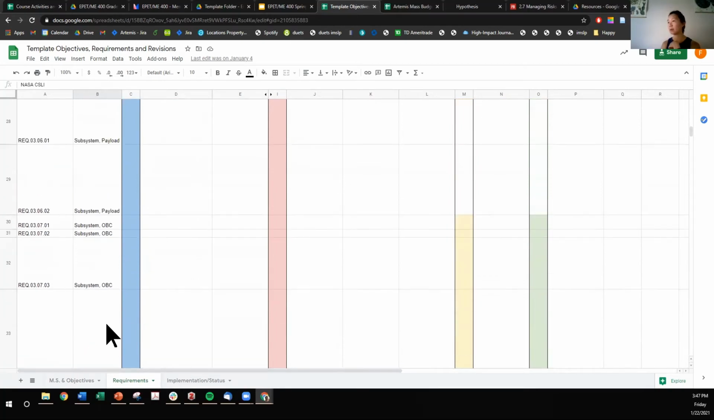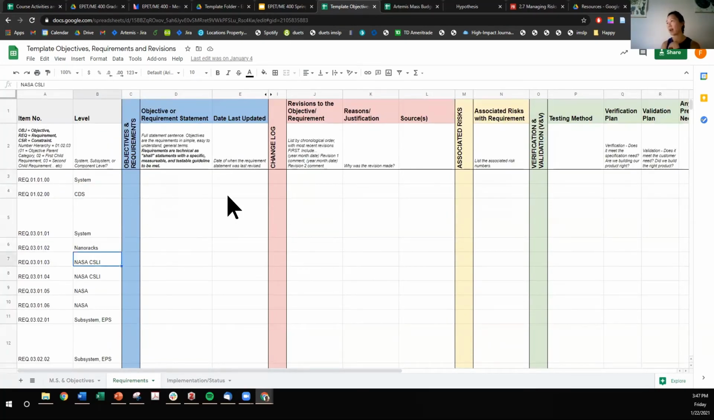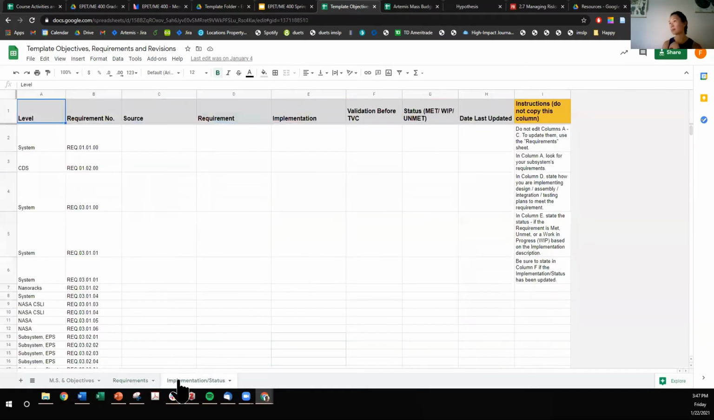Yeah, so you're eventually going to have to fill this in. And as the design process goes, there can be revisions to these requirements as you refine your design. And then you also would like to put the associated risks with each kind of requirement. And then we may not get to this tab, which is about implementation and status, but it will likely be that we play with this tab next semester when we have hardware.